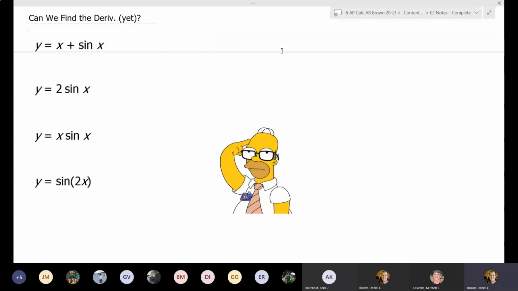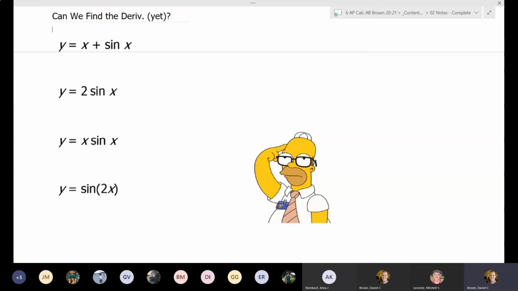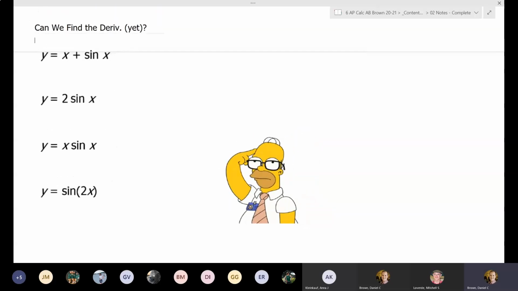So I wanted to start off with this. Yes, on Friday, we did learn some derivatives and their rules. And I think it's helpful, when you first start finding derivatives and learning these rules, to recognize when you're able to find a derivative yet. So in this first one, I have y is equal to x plus the sine of x. Is that a function that you would be able to find the derivative of using what you've learned so far? And the answer to that is yes.